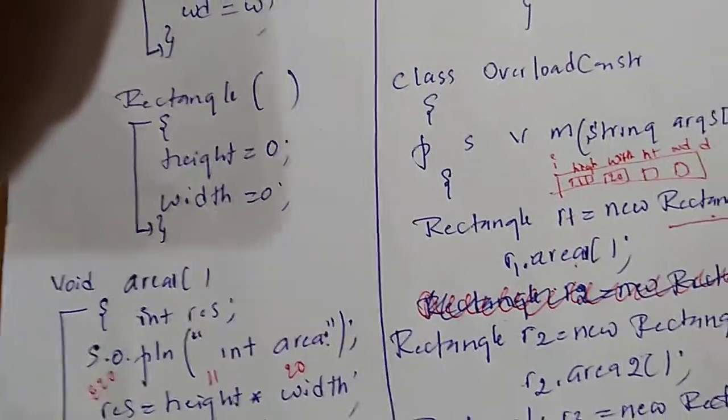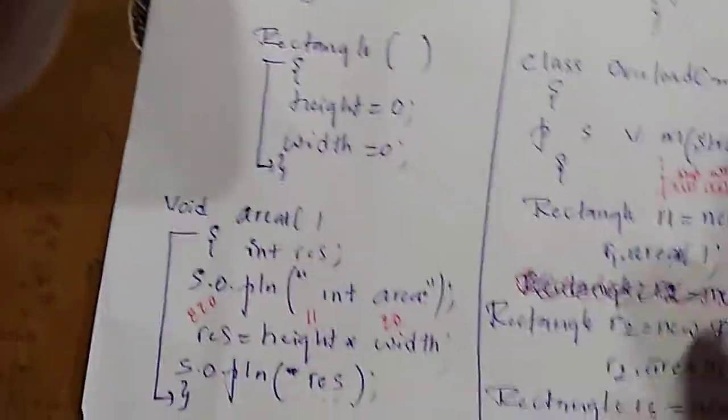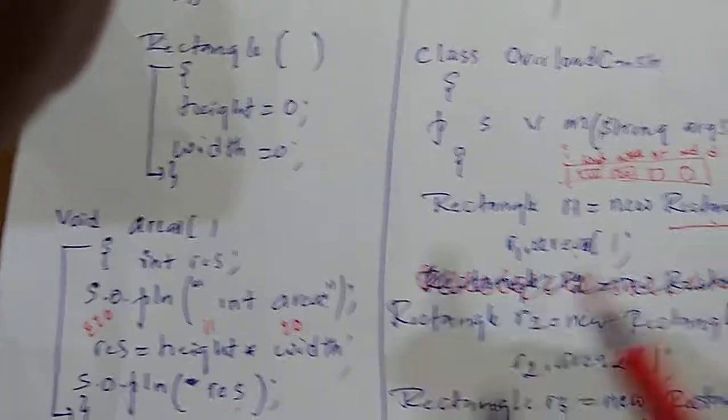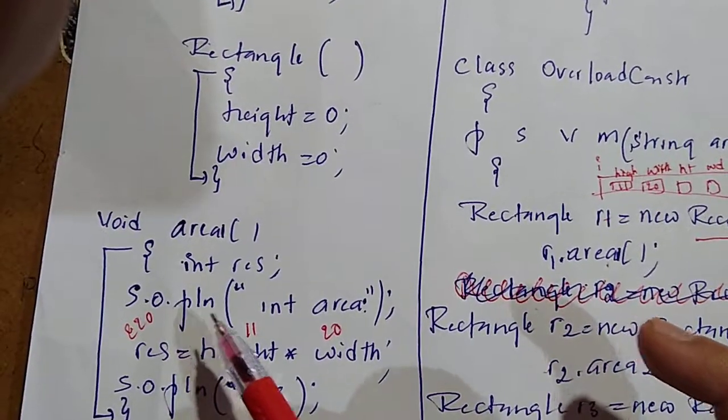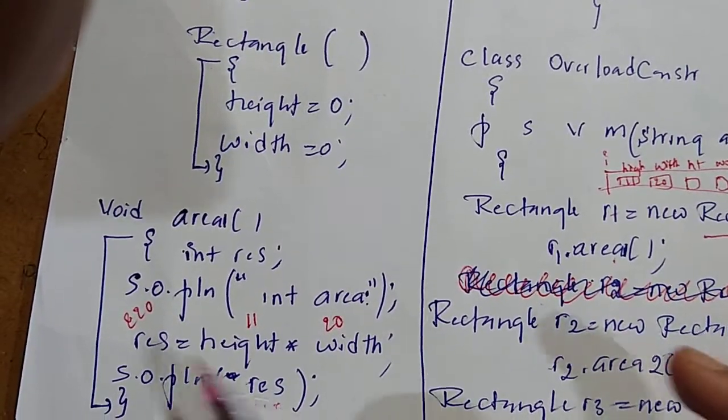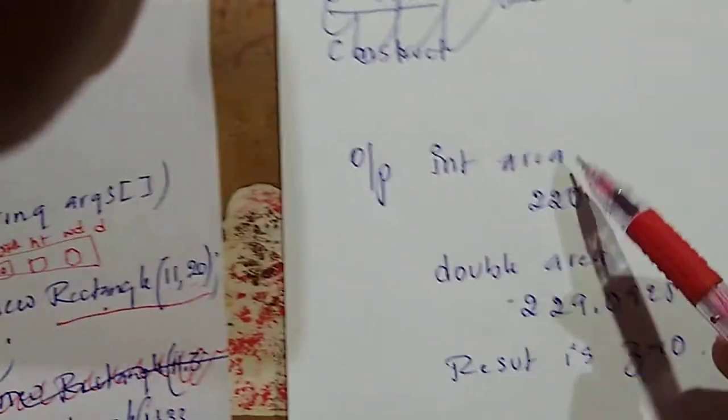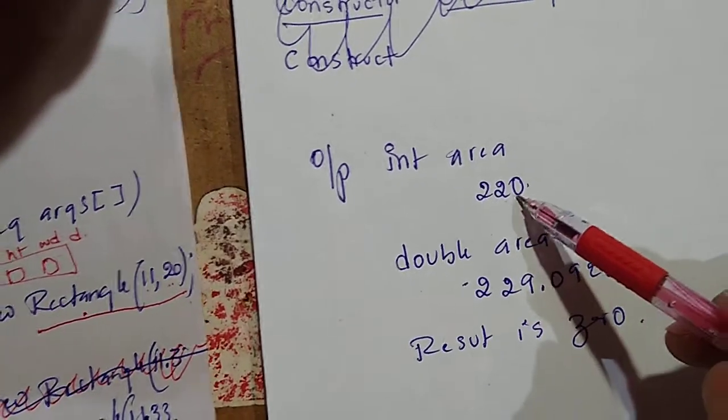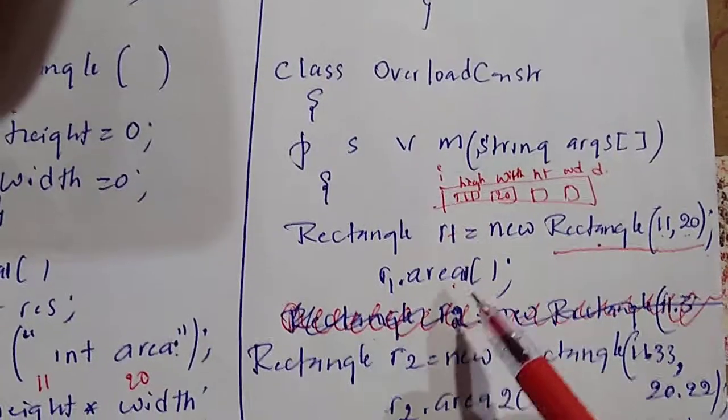So you will get the result as "int area". You will get output in this way. So why "int area"? Because of this one, you will get "int area". With System.out.println, the cursor will come to the next line, and it will print 220. You will get output in this way: int area 220. Next the cursor will come to this particular line.